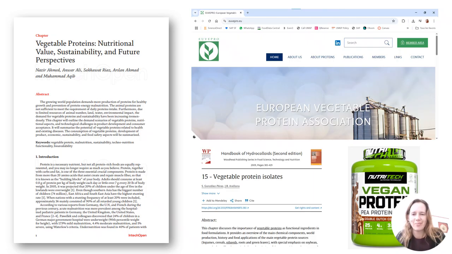We can have also some publications as usual. This one is a book chapter talking about vegetable proteins and evaluating the nutritional value, sustainability, and giving some insights and some future perspectives. We have an association also that discusses only the part of the vegetable proteins. It is a European association, and they are targeting which vegetable provides more protein in the quality of the amino acids generated using these.